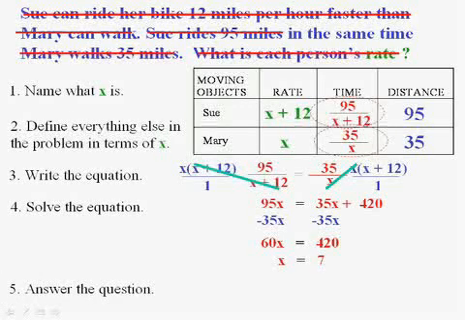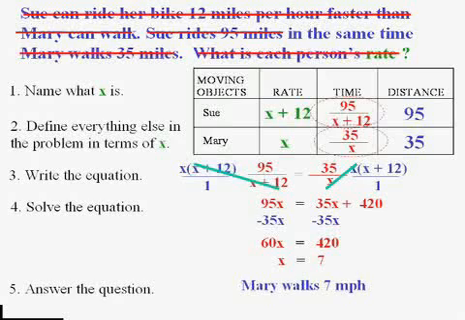Now let's get this straight. Whatever unit goes in is the unit that comes out. And what was x? I look up at my chart. Good thing I made that chart. x is Mary's rate. A rate is miles per hour in this case. So the answer is 7 miles per hour. Mary goes 7 miles per hour.